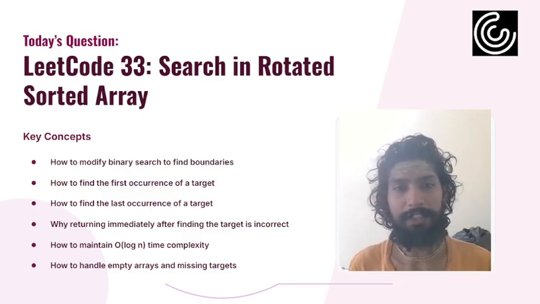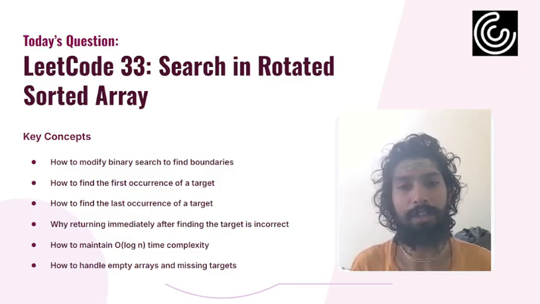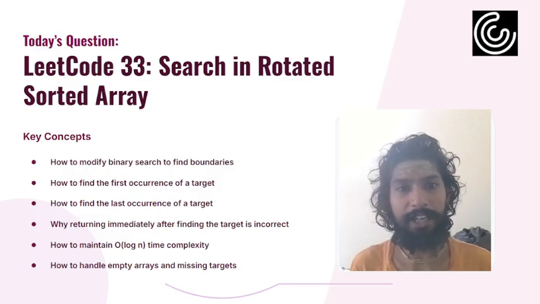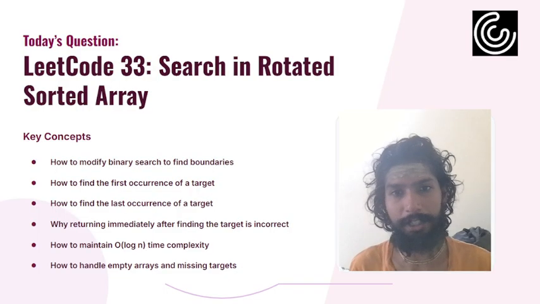Let us first understand the problem. We are given an integer array called nums. The array is sorted in non-decreasing order, which means the elements are arranged from smaller to larger, and duplicate values are allowed. We are also given a target value. Our task is to find the starting and ending positions of that target in the array. If the target does not exist, we must return -1, -1.